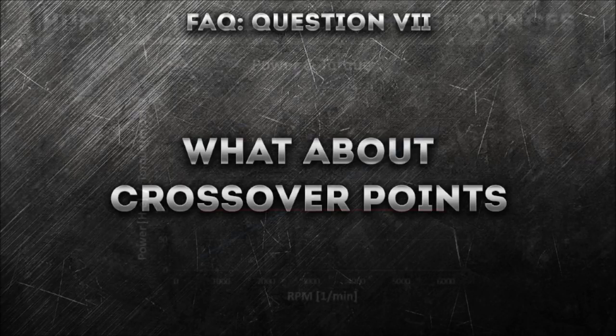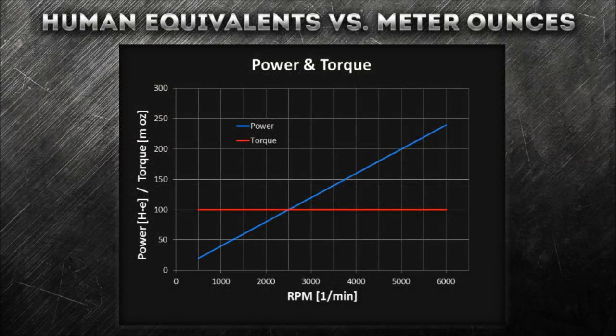To show just how arbitrary and meaningless this is, let us make our own power torque graph. We shall use the units of human equivalents, that is 80 watts per human, versus meter ounces, where 3.27 meter ounces equate to 1 Newton meter. As we can see, the crossover point now has moved to 2,504 RPM, which is just as meaningless as it is ridiculous. It is just an artifact of the units being used.